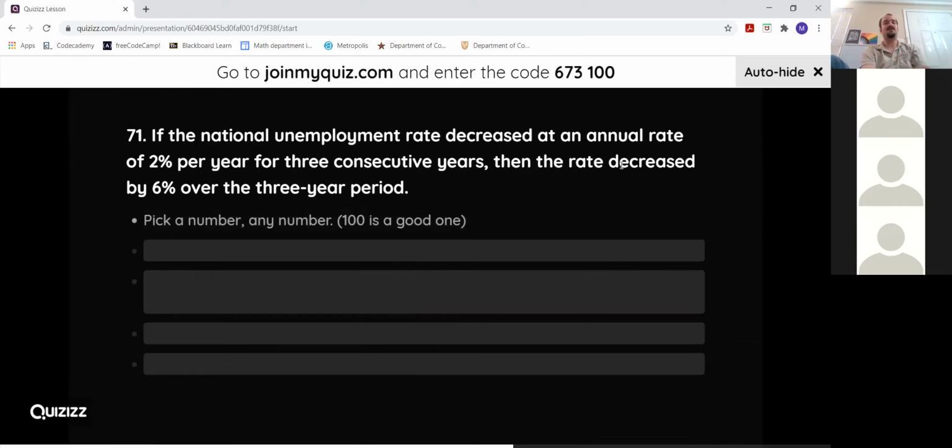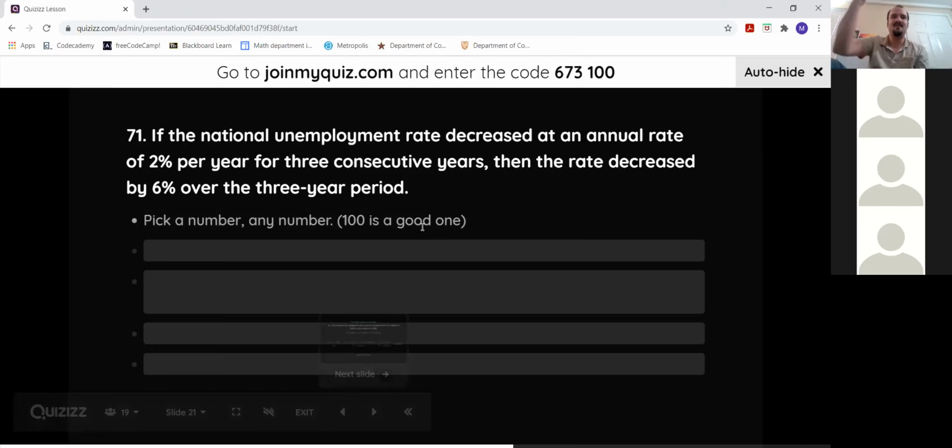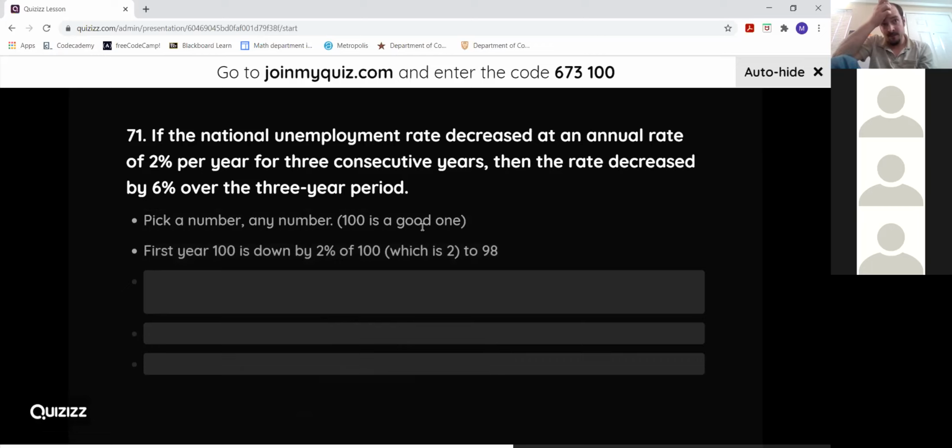Inductively, right? We can get some inductive examples. We can pick out examples. So if you want to pick a number, any number, 100's a good one to start out with. Say our rate is 100. 100 what? I don't know, people per 1,000 people are unemployed or something. Let's just say our rate starts out at 100.